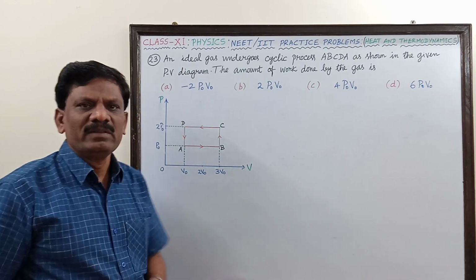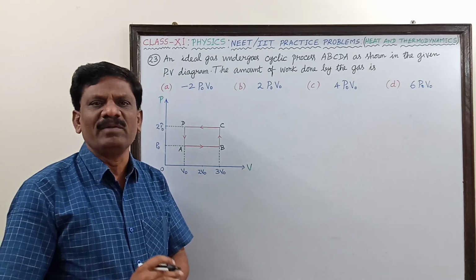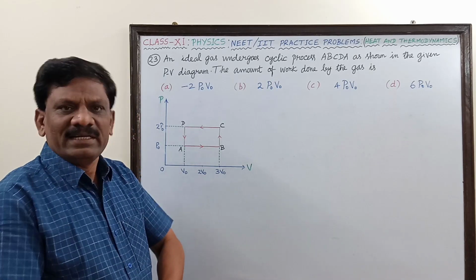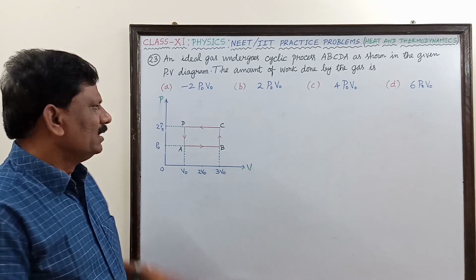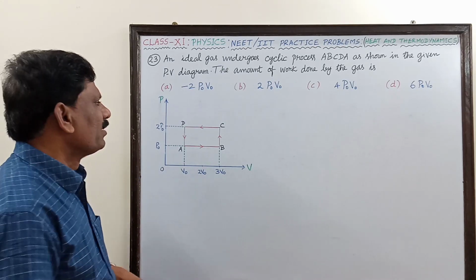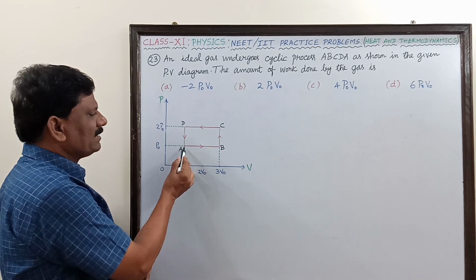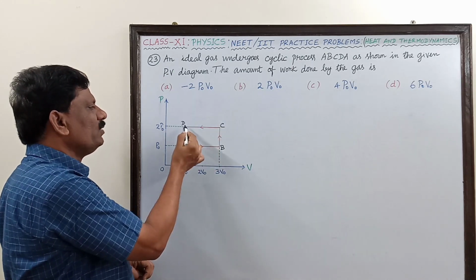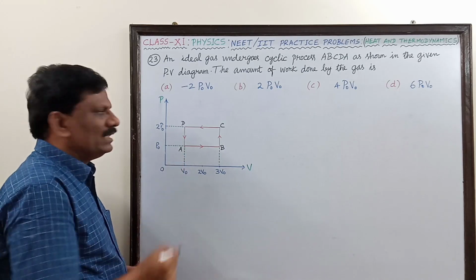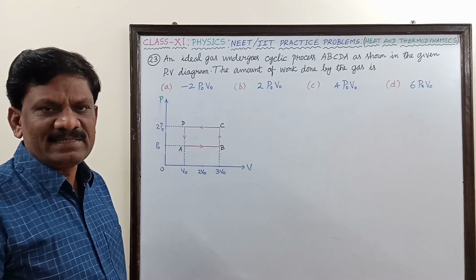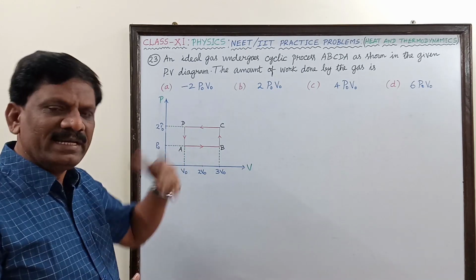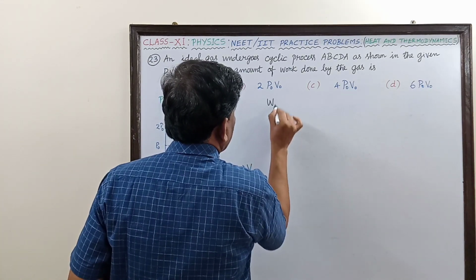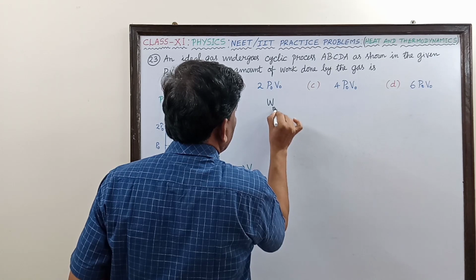So already I told you that such diagrammatic questions will compulsorily appear in the NEET and IIT entrance exams. But you have to understand carefully. Now let us start the process from A to B, then B to C, then C to D, then D to A. So the work done by the gas in 4 steps, if you add, you will get the net work done.